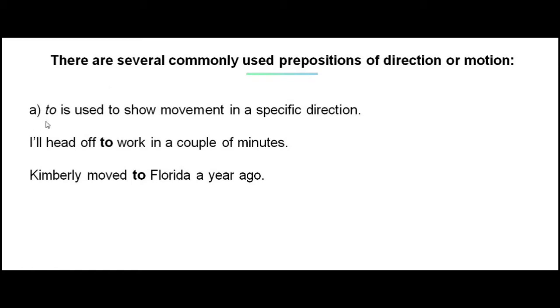A. To. To is used to show movement in a specific direction. Have a look at the examples below. I'll head off to work in a couple of minutes. In this sentence, the preposition of direction, to, tells us exactly where I'm headed. And in this sentence, Kimberly moved to Florida a year ago. Again, the preposition to in this sentence shows Kimberly's movement to Florida, which is a specific direction.